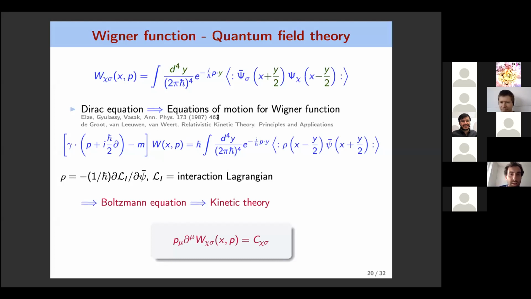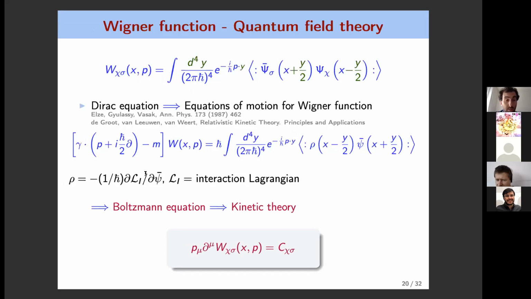Anyway, again here, using the Dirac equation, we can derive the equations of motion for the Wigner function. And again we have a complete analogy between the Dirac equation and the Wigner function equations of motion. Here we have these evolution equations, where the right-hand side is non-zero only when interactions are present. So this rho here is the interaction Lagrangian, now cast into this form. And by rearranging this, one can show that even for the quantum field theory formulation, the Wigner function obeys a Boltzmann-like equation, where the C again has some information about the collisions.